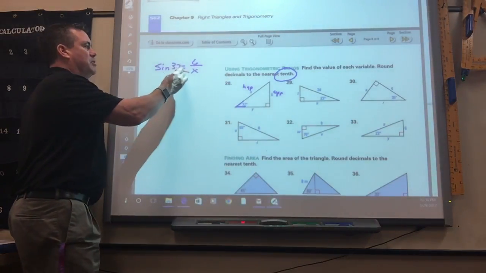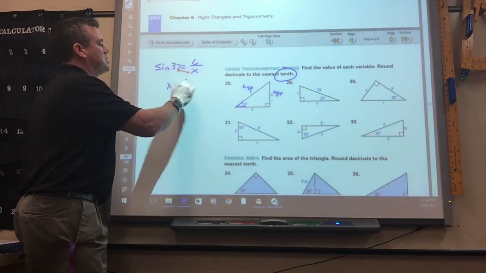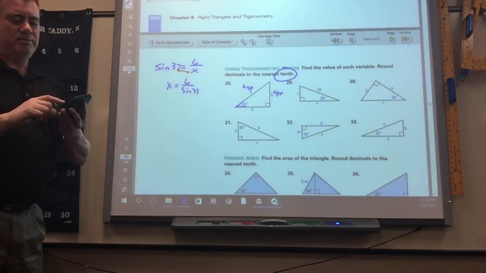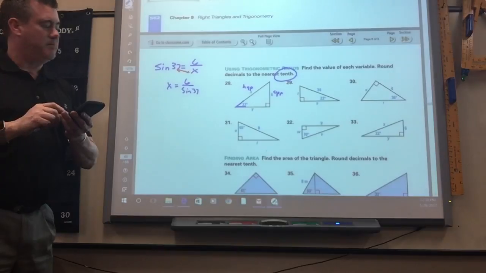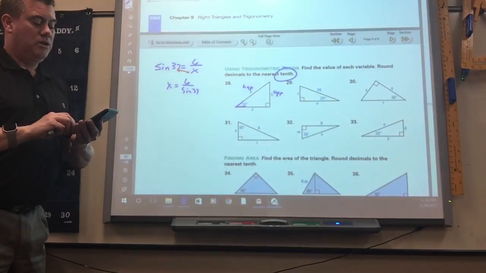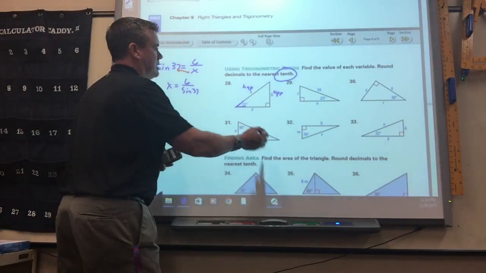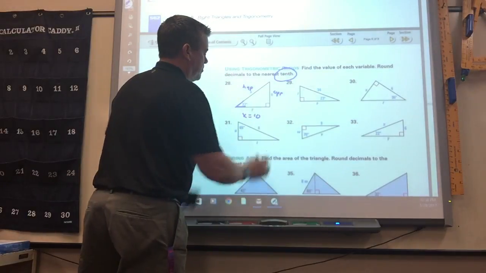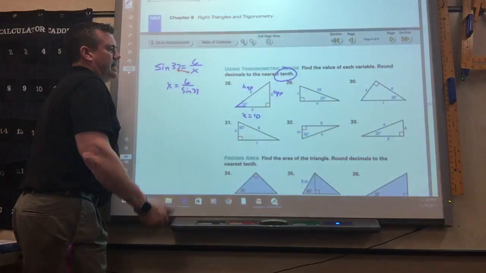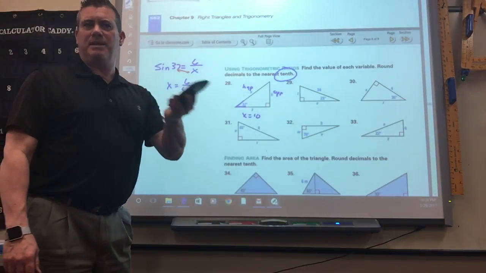So when the x is on the bottom, you just flip those two, switch those two, I mean. So 6 divided by sine of 37. If you don't know how to check your calculator to see if it's in degrees, let me know and I'll show you. You could just try it now. You should get 9.96, which would round to 10. 9.969848.